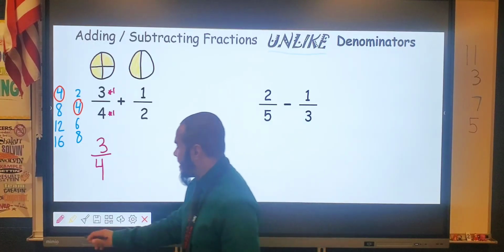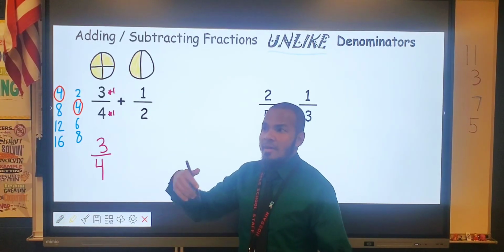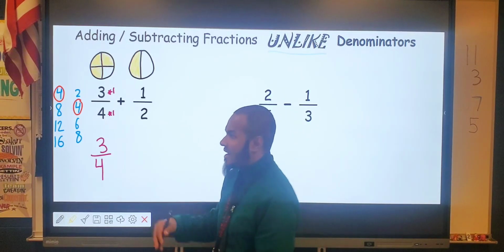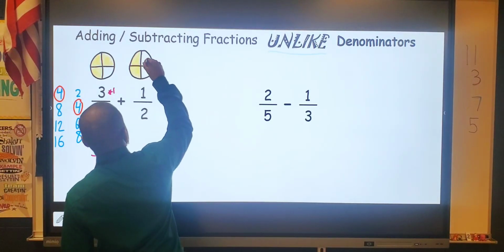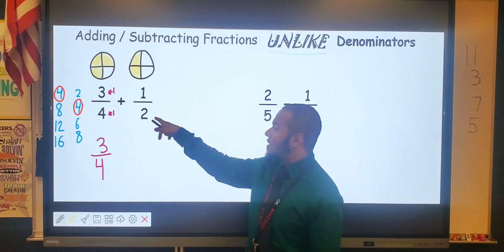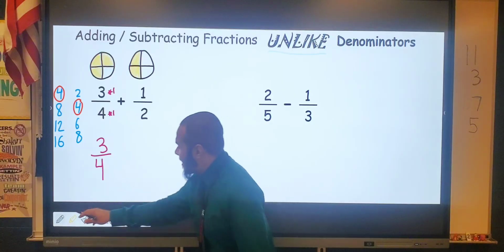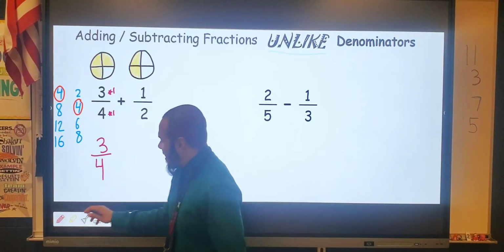Now for the second one, let me go ahead and go to the model. If you look at the model, if you have 2 slices, can I just cut that in half? Yes, I can. And as soon as I cut it in half, you'll notice I no longer have 2 slices. I now have 4 slices. So my denominator became a 4.